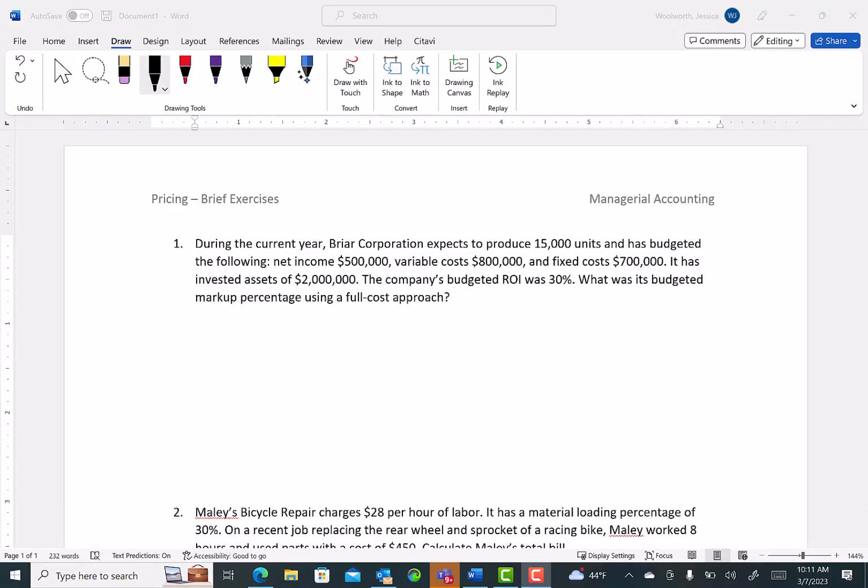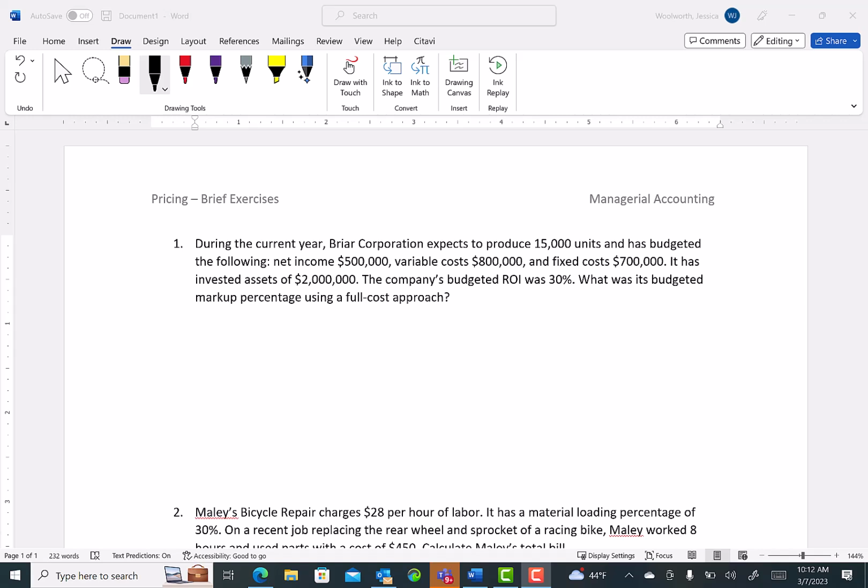Alright, today we're going to be looking at pricing, some brief exercises for our managerial accounting. During the current year, Breyer Corporation expects to produce 15,000 units and has budgeted the following: net income $500,000, variable cost $800,000, and fixed cost $700,000. It has invested assets of $2 million. The company's budgeted ROI, meaning return on investment, was 30%. What was its budgeted markup percentage using a full cost approach?